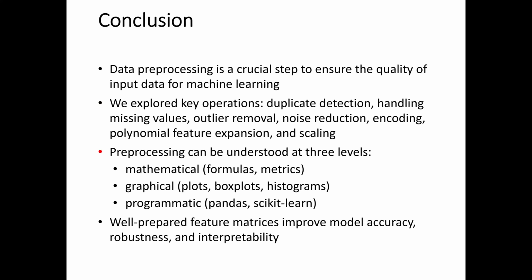We can think about preprocessing on three different levels. At the mathematical level, using formulas and metrics. At the graphical level, through plots, boxplots, and histograms. And at the programming level, using tools like pandas and scikit-learn. When we prepare our feature matrices carefully, our models become more accurate, stable, and easier to interpret.